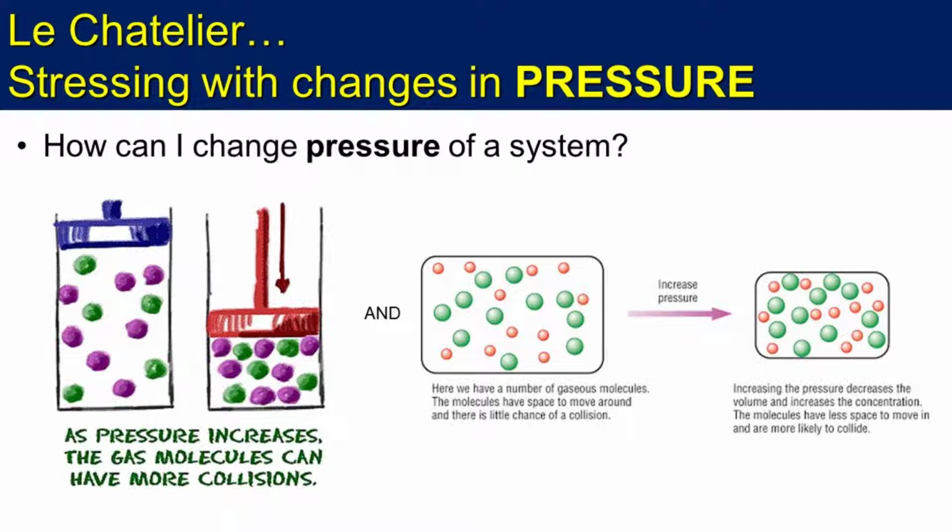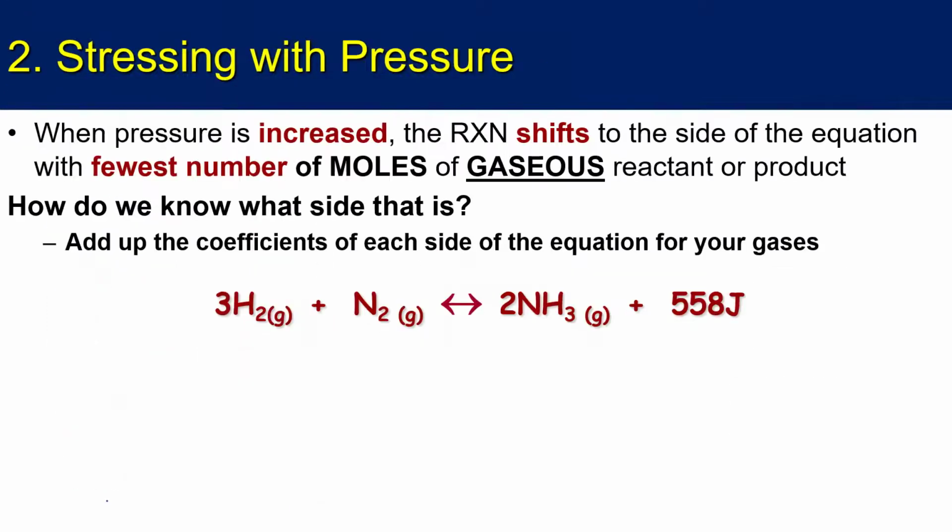So obviously, if you're increasing the volume of the container, you are technically decreasing the pressure because there are fewer collisions. What Le Chatelier's principle says is when the pressure of a system is increased, the reaction will shift to the side of the equation with the fewest numbers of moles of gaseous reactants or products.